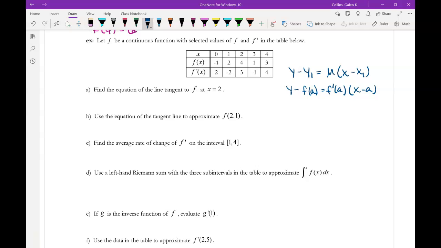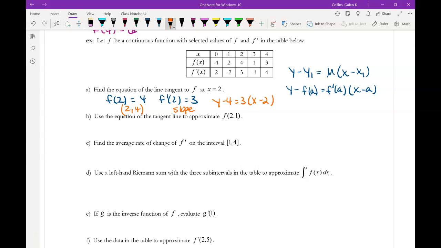So we need f of 2, which we are given in the table is 4, and f prime of 2, which we are told in the table is 3. So if I'm writing my equation of that tangent line, (2, 4) is my point of tangency, 3 is my slope, thus y minus 4 equals 3 times the difference x minus 2.